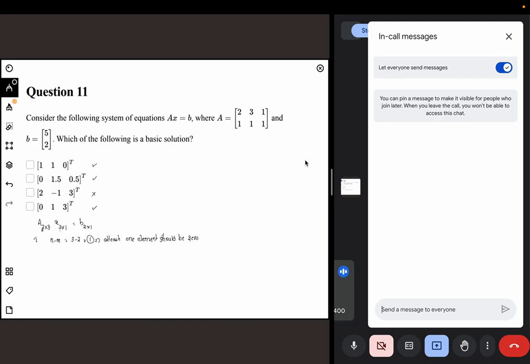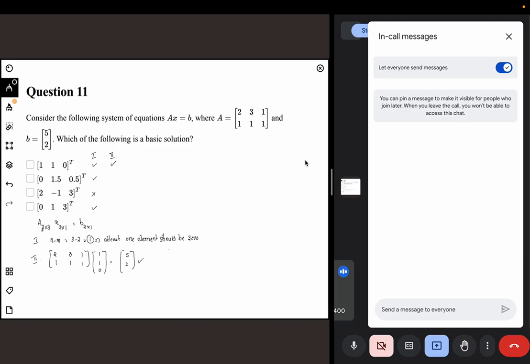Let's say this is condition 1. According to condition 1, they are okay. What is the next criterion for it to be a basic solution? The next criterion is that it should satisfy Ax equal to b, right? So you have A, you have x, and you can see whether it satisfies the condition. Let's take the first one. So I'm getting b, it satisfies the condition, right? This is my second criterion. It has to satisfy Ax equal to b.